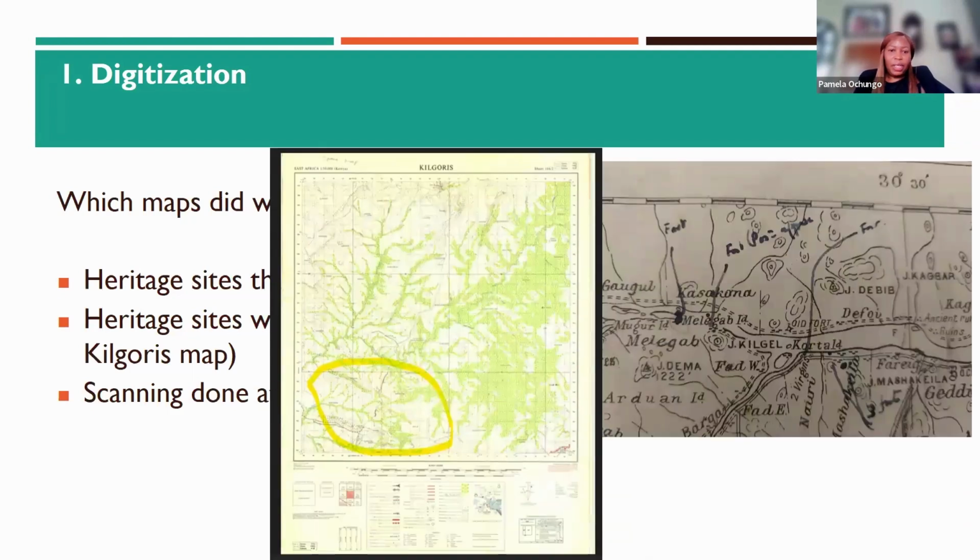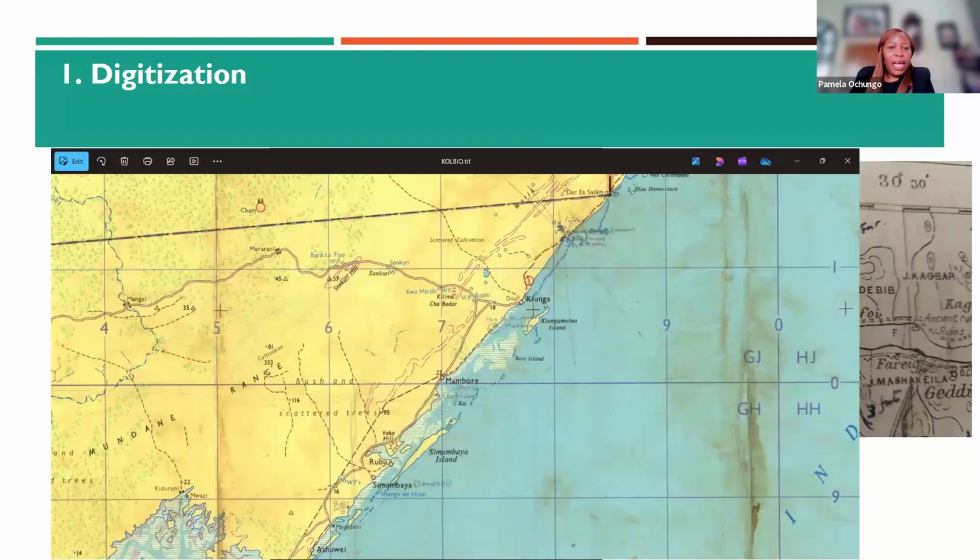And here we have an example of two different types of maps. So you have one, the Kilgoris sheet. It is a good example whereby you can see a researcher circled an area of interest and noted features in the margin, like forts and ancient ruins. And then you also have the other sheet there whereby you have a less accurate map, but also with features like forts that are recorded on them. And we have a lot more.